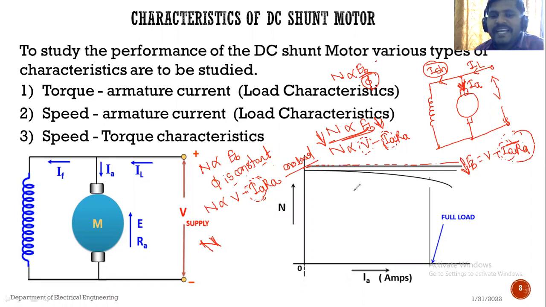In a DC shunt motor the speed is constant. This can be shown by this line. Again, the speed of the DC shunt motor will slightly decrease when the armature current is increasing. So see, as the armature current increases, the speed slightly decreases. So this is the first characteristic of the DC motor, that is speed versus armature current characteristics. Getting it?